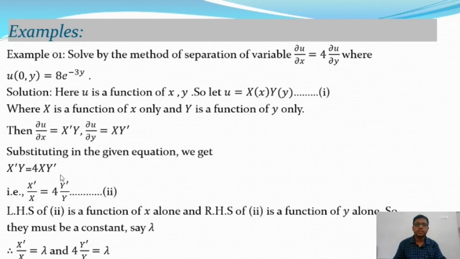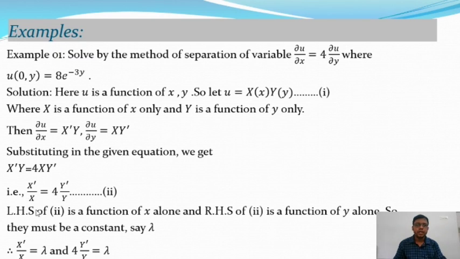So now from this equation we will get x dash by x is equal to 4 into y dash by y, and we can write this as equation number 2, and this is equation number 1, u is equal to this. Okay, and this is the general solution. After finding the values of x and y, we will get the general solution of u.